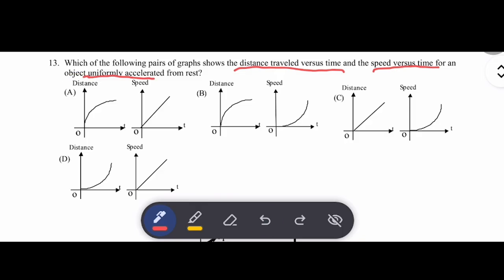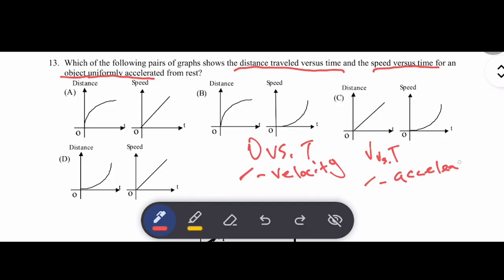So if we remember, guys, that a uniformly accelerated object is an object that has a constant acceleration. And if we remember that on a distance versus time graph the slope is equal to the velocity, and that the slope of a velocity versus time graph is acceleration, then knowing that, we should have a constantly accelerating object.